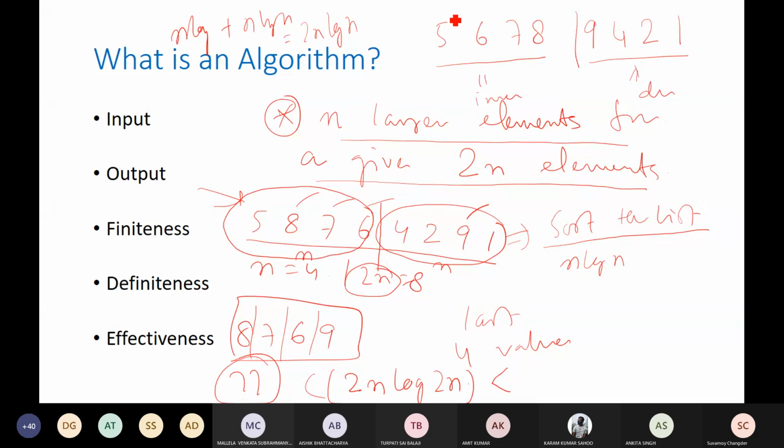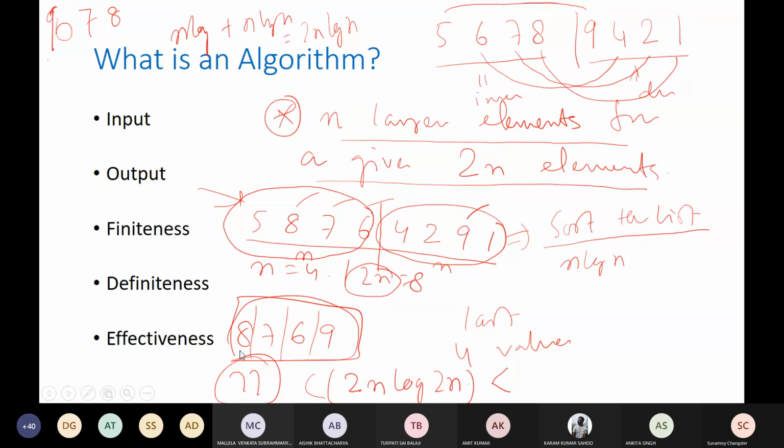Then we compare the first element with the first element of the other half and select the maximum of the two. Comparing 5 and 9, we get 9 as the output. Then we compare the next two elements and select the larger one, so we get 6. Comparing 7 and 2, we get 7. Comparing the last two, we get 8. So we have got the 4 larger elements 9, 6, 7, 8, which is our desired output.